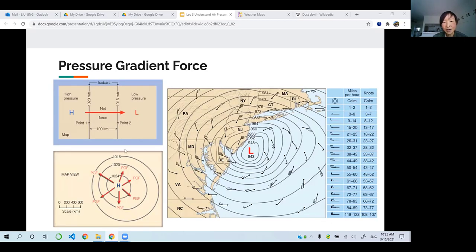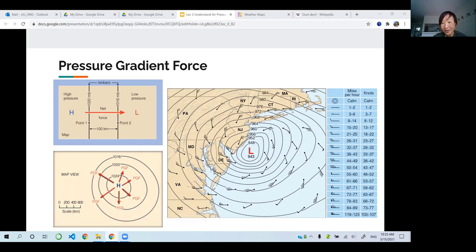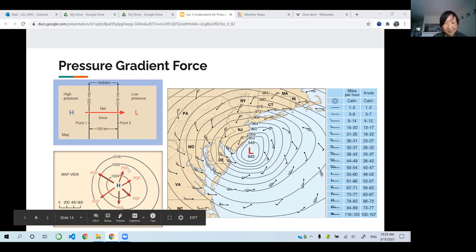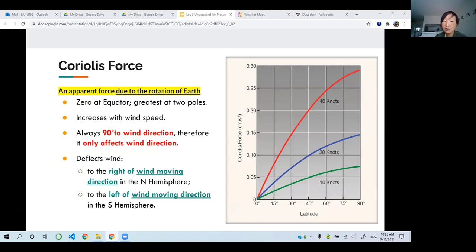Okay, so to give you more illustration on how the pressure gradient force affects the wind direction, you can see PGF is 90 degrees to your isobars. Okay, so Coriolis force, what is Coriolis force? That's due to the Earth's rotation. It's always 90 degrees to your wind movement direction. So if you go this way, the pressure gradient goes that way. Always 90 degrees.